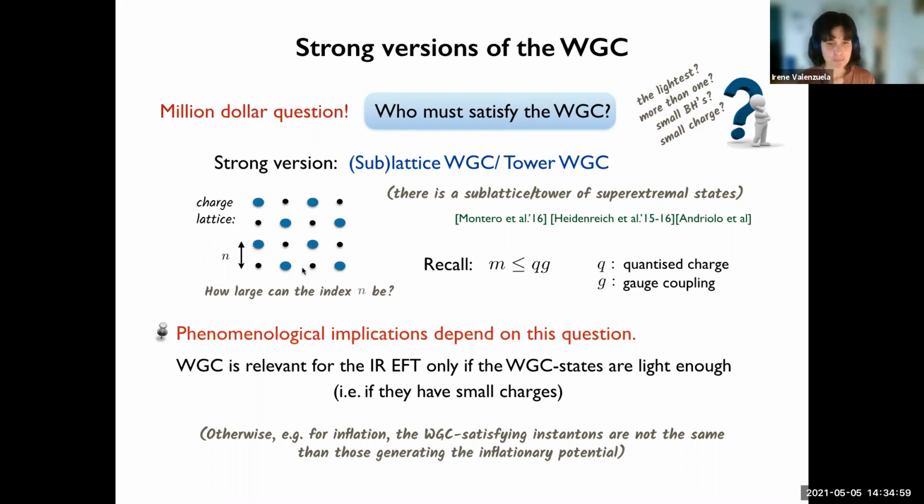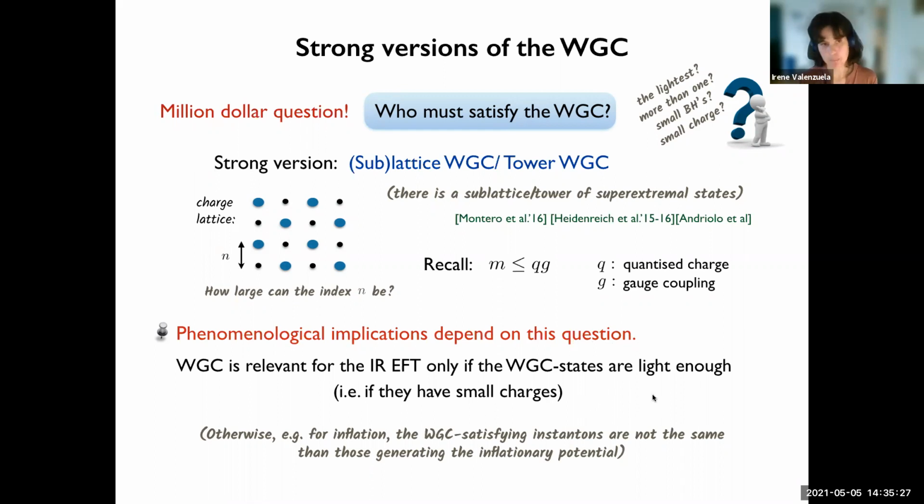What is not clear is that if we, for example, have a sublattice, what is the index of this sublattice? Okay, because even if you have a sublattice, it could be that the first state of the weak gravity satisfying particle could still be very large. So depending on how sparse this lattice is, the phenomenological implications will be stronger or not.